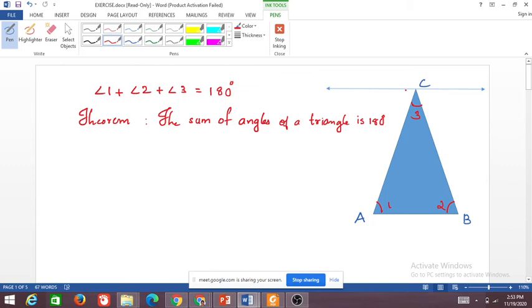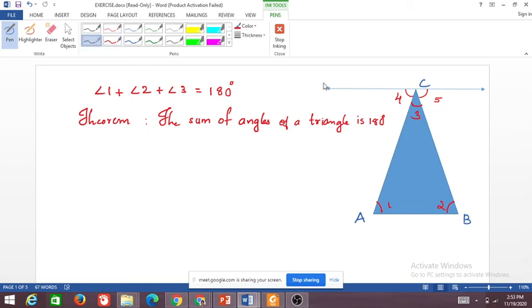Okay, let me give you another clue. I am going to mark these angles. I am considering this angle. This is angle 4 and let this be angle 5. I drew a line. I can't name it as AB, so I'll rename it as PQ.